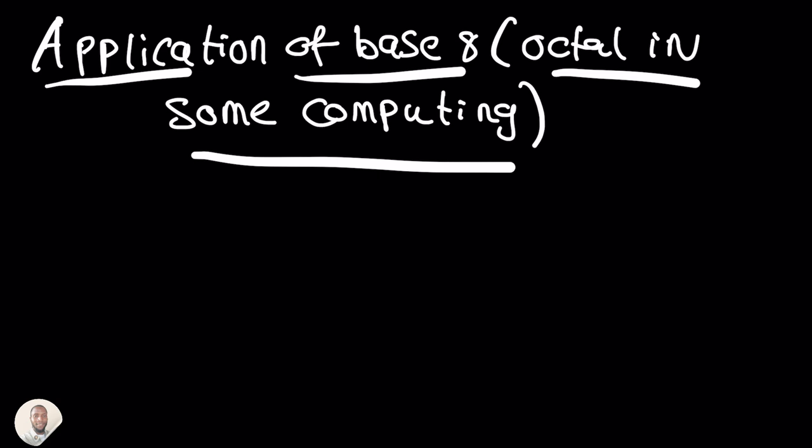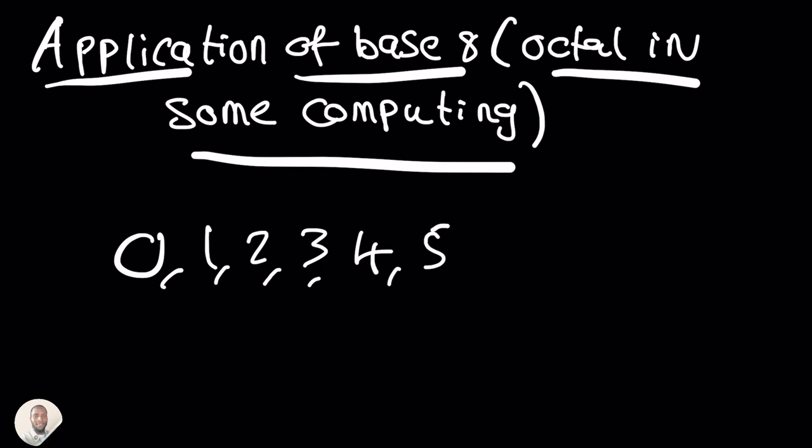This is exactly how base 8 octal works. Instead of using 10 digits, 0 to 9, like normal decimal numbers, octal only uses what? 8 digits: 0, 1, 2, 3, 4, 5, 6, and what? 7. After 7, the next number becomes what? 10.